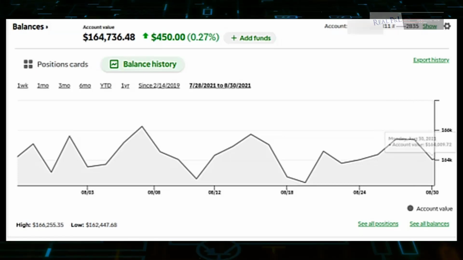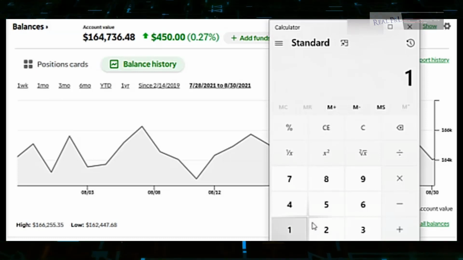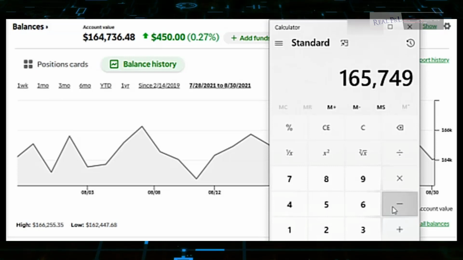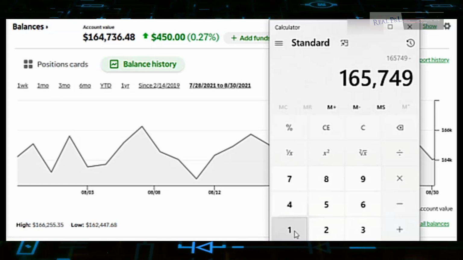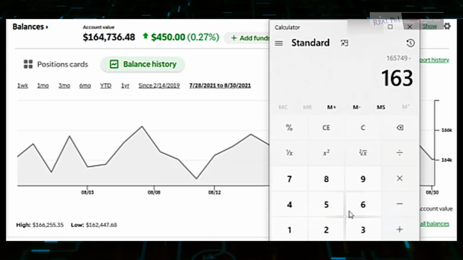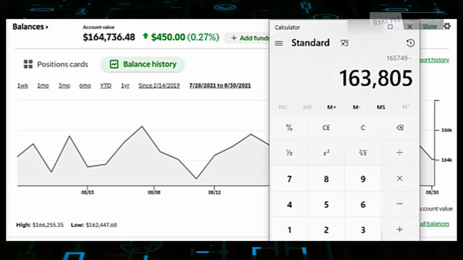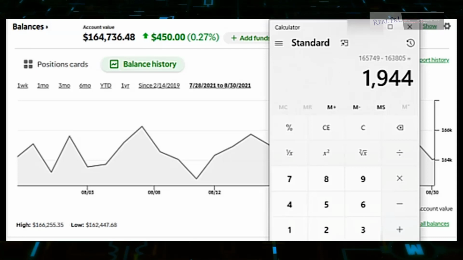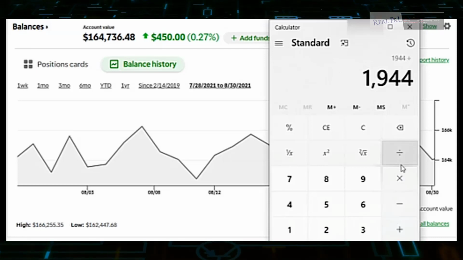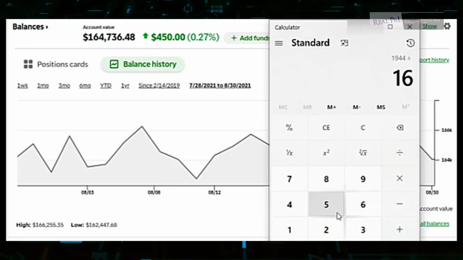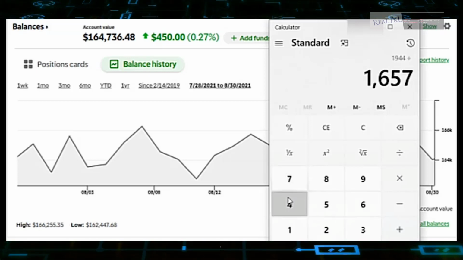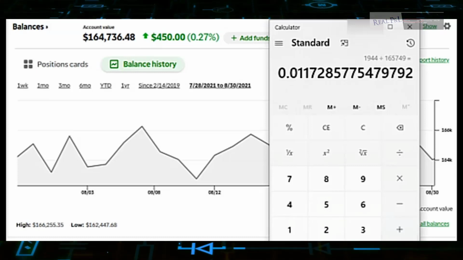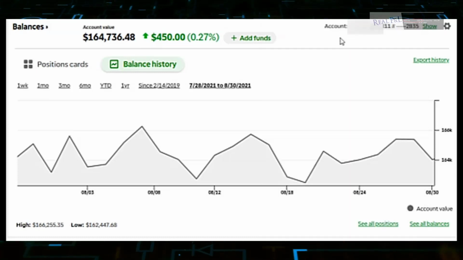So let's do a little bit of math. We started with 165,749, and we went to 163,805. Down about 1,944, down a couple thousand. So let's see what that is. Divide that by 165,749. Okay, we're down about 1.17%. Yeah, we're just down just a little bit, but not a big deal.